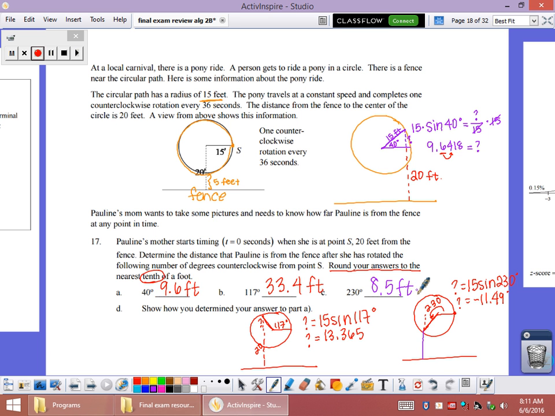Okay? So I started by finding just the distance to the midline, to this position, the distance to here. I started by finding that. I called that the question mark distance. And then I added 20 because that was constant, the distance from that midline to the fence.